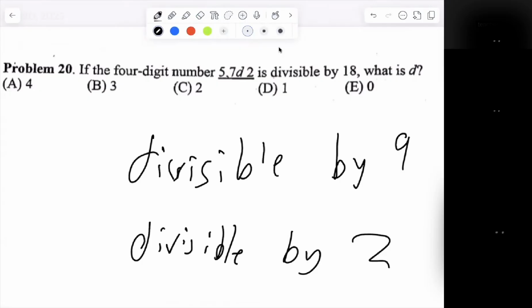Adding all of this up becomes 14 plus D. And 14 plus D must be equal to the least common multiple of 9 that's greater than 14, which is just 18. So from here we notice that D is going to be 4. So the answer to this question is just 4.